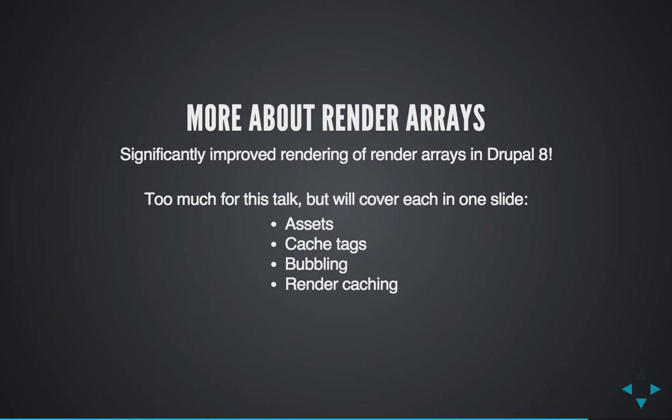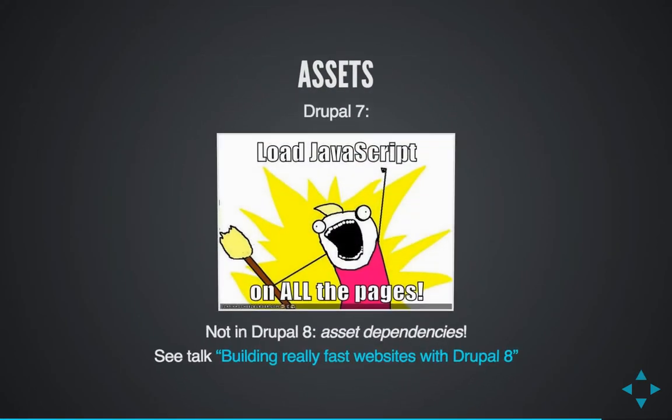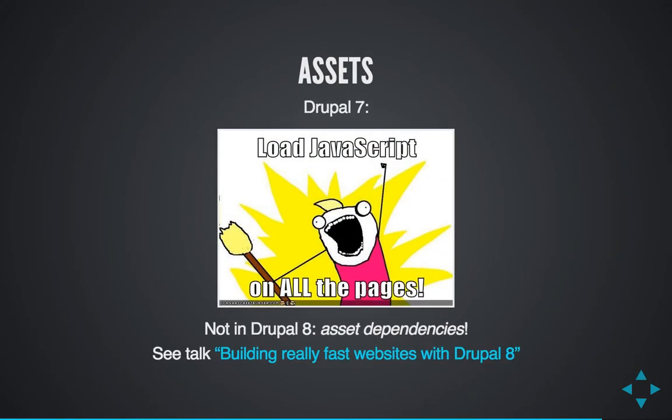This was quite a meaty piece of a talk, so the other areas I wanted to cover, I will cover in only one slide, but I will refer to other talks I've given with much more information about these different subject areas. So assets, cache tags, bubbling, and render caching are the ones I'm going to cover still, each in one slide. So in Drupal 7, this was kind of the picture.